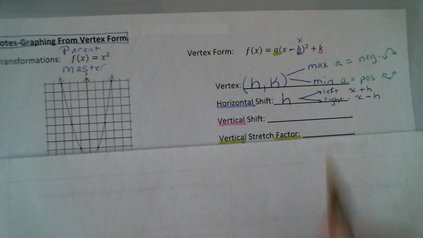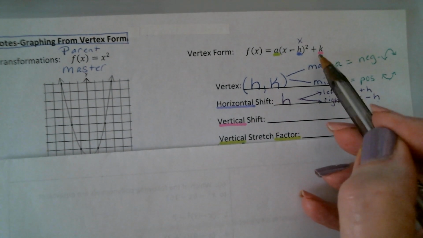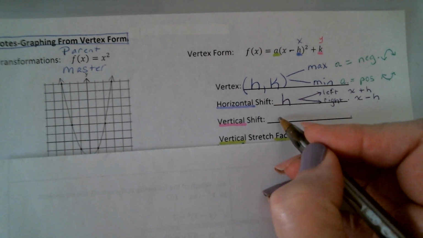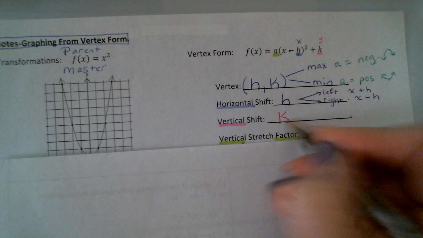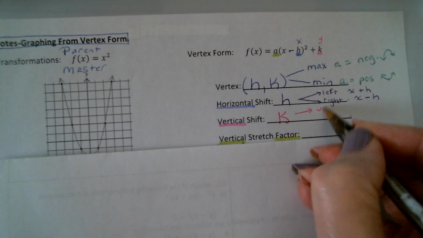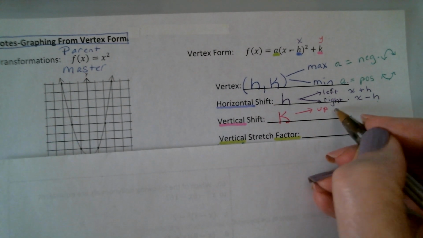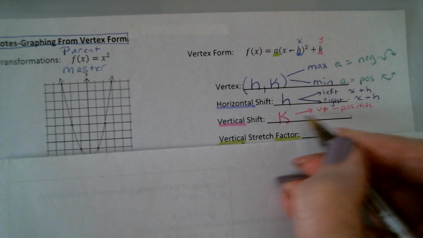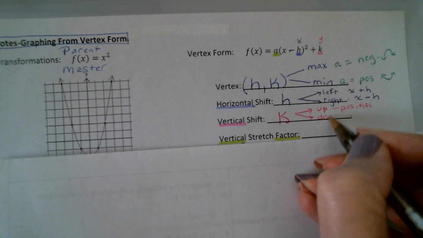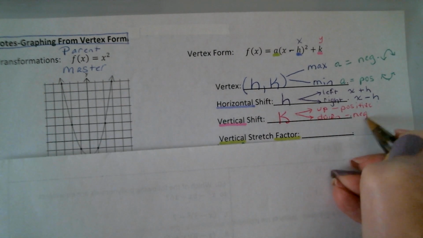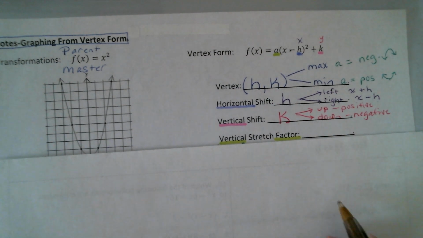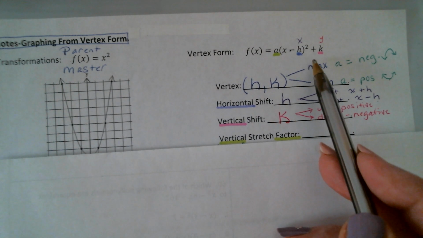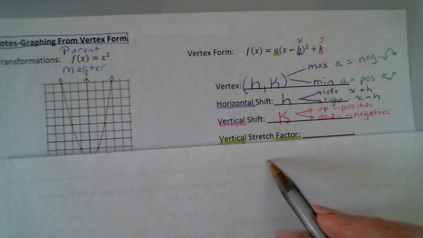All right, vertical shift. Well, this is the y value of the vertex, and that's an up or down value, so this is actually the k. We will go up if that is positive, and we would move or translate down if it's negative. For us, it's in either positive or negative form, so if we were adding a negative, they would just make it subtraction.